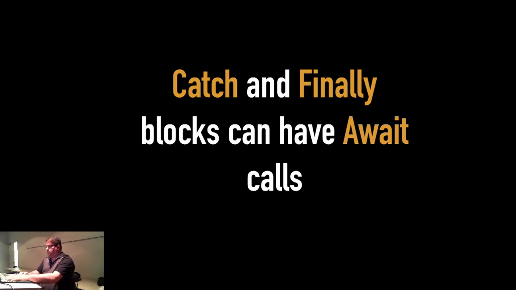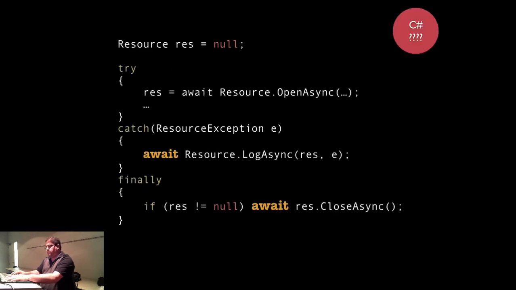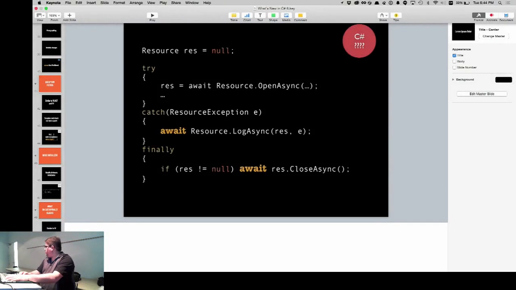So this is what it looks like. This should say C# 6. I don't know, I got confused with what comes next. So do you guys use await and async? Who's not familiar with await and async?